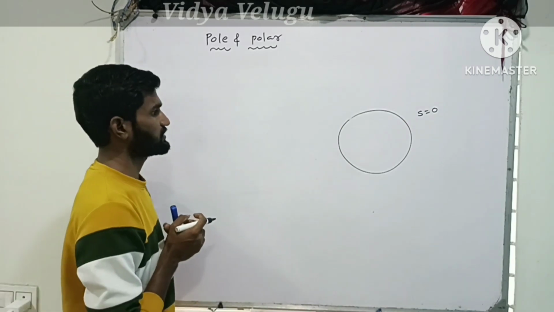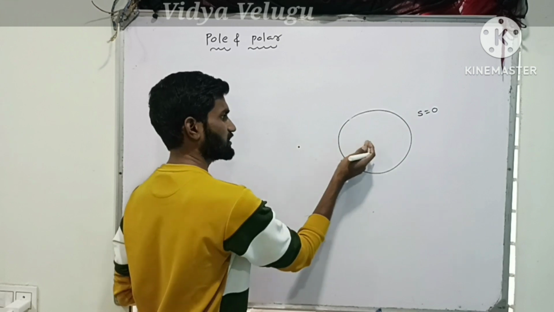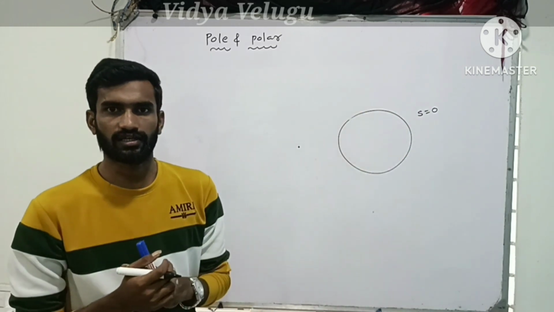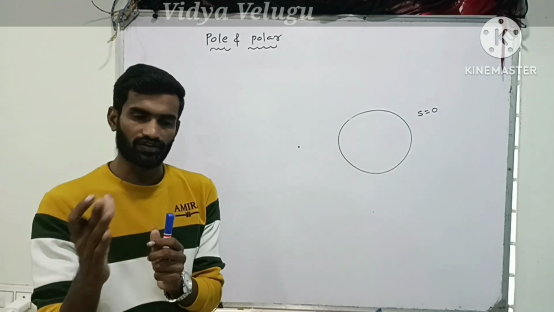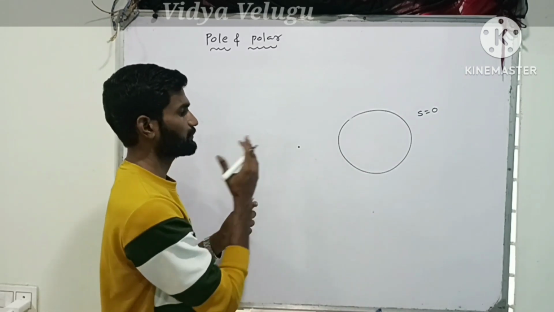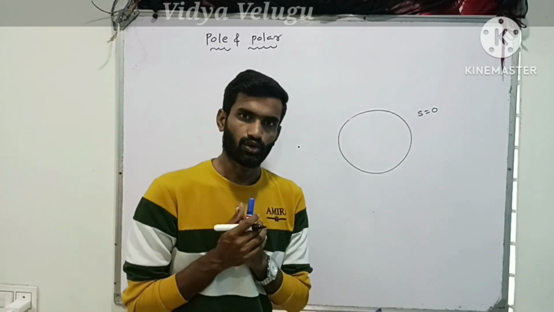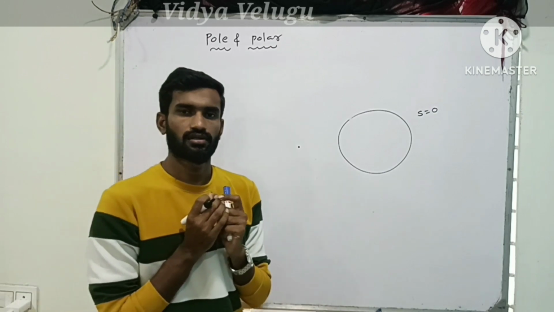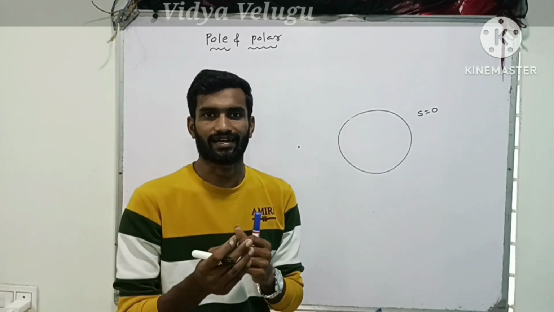So here I am going to consider a point which is on the plane. So it may be outside the circle or inside the circle or on the circle. So we are going to see every case, all these three cases. So first of all, here I am going to consider a point which is outside the circle. Now from this point to the circle, I am going to draw the secants.